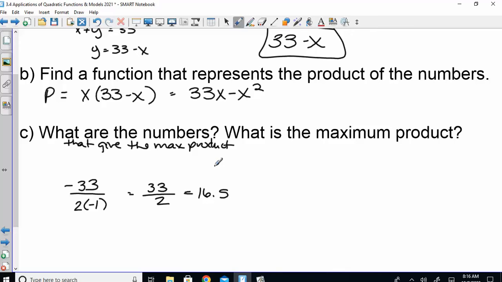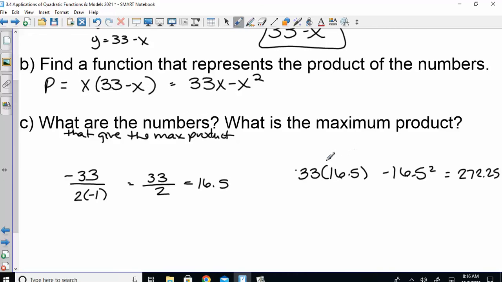Okay, then how do I find the second number? And what does that give you? 272. So we need to answer our questions. I've asked for the numbers and I've asked for the product. The first number is 16.5. I know the second one from part A is 33 minus x, so 33 minus 16.5 is also 16.5.